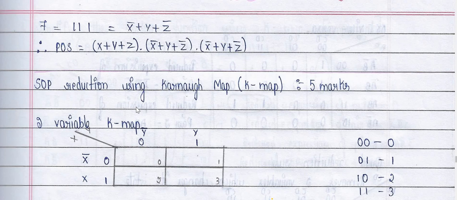In two variable K-Map, 2 to the power 2 numbers need to be represented. What is the value of 2 to the power 2? 2 square is equal to 4. That is, we need to represent 4 numbers. So in this two variable K-Map, there should be 4 columns. We need to represent 0 to 3. Then how to represent that 0 to 3?